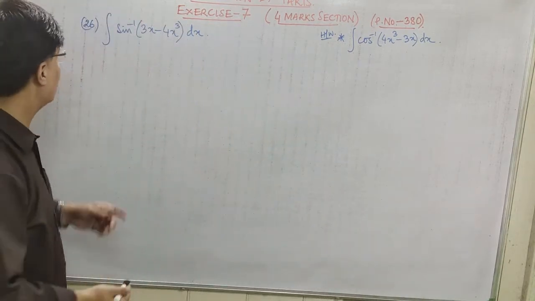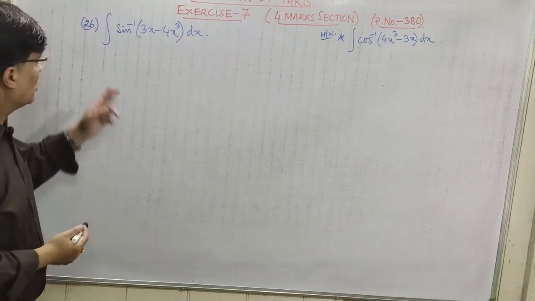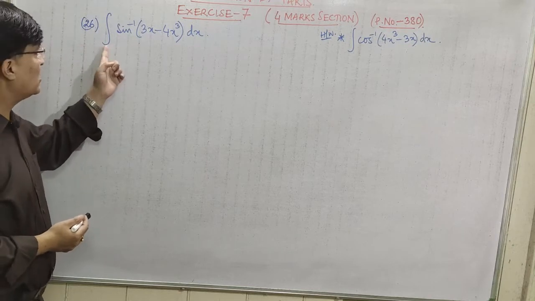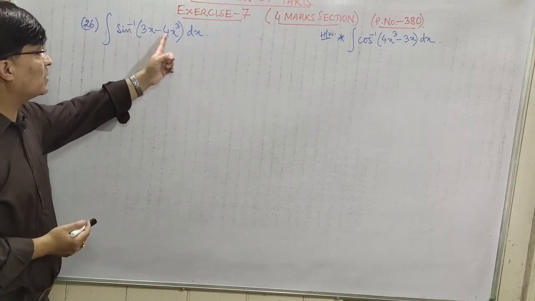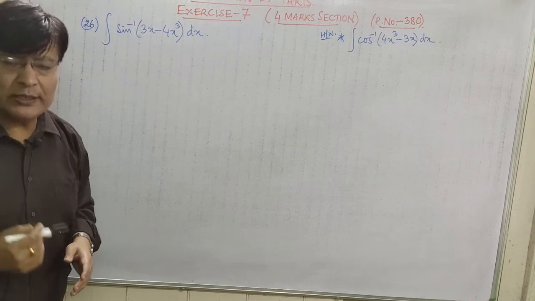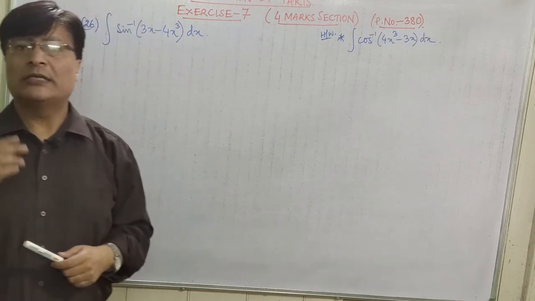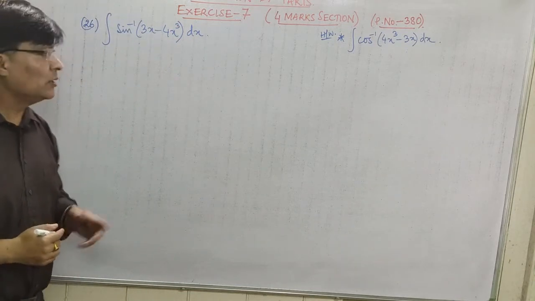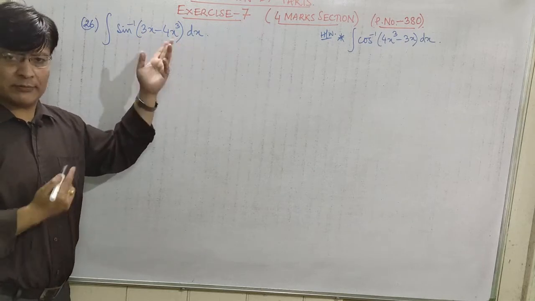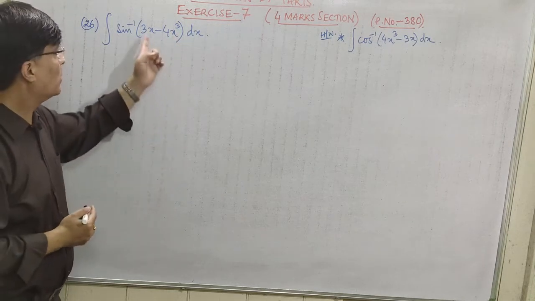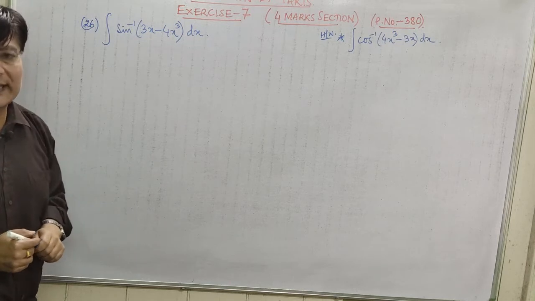So now we'll do the next question, that is question number 26. Here you have to evaluate this integration, that is integration of sine inverse within bracket 3x minus 4x cubed dx. So in this case also you have to do the trigonometric substitution method. So what should you put for x? You have done it in inverse circular function. Here also you have to put x is equal to sine theta.